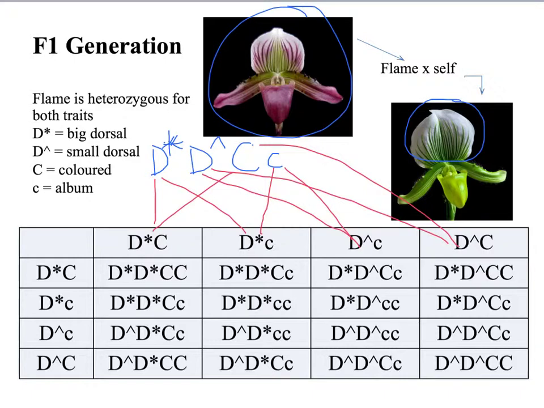Now, if we work out this Punnett square, what we're going to be looking for is 2D stars. And the 2D stars means that the offspring in question is going to be homozygous for the large dorsal, which means that we will actually get a large dorsal. If we look on our table here, all of the D stars are in the top right hand corner, or top left hand corner, sorry.